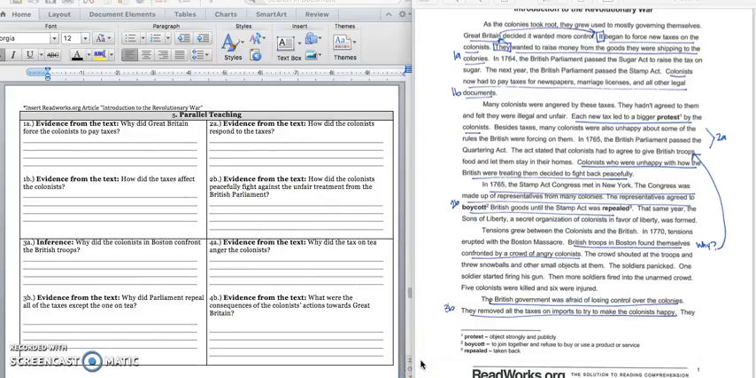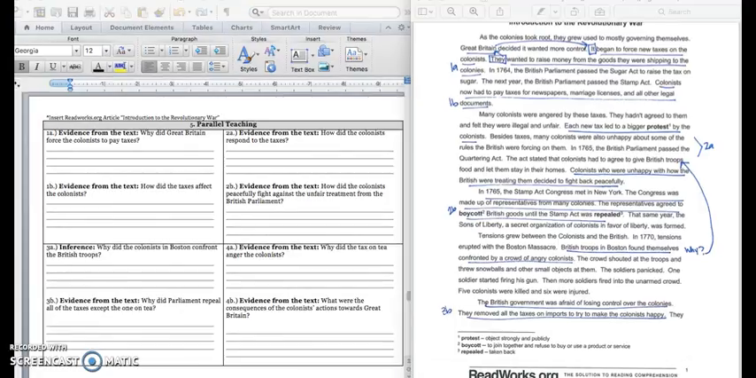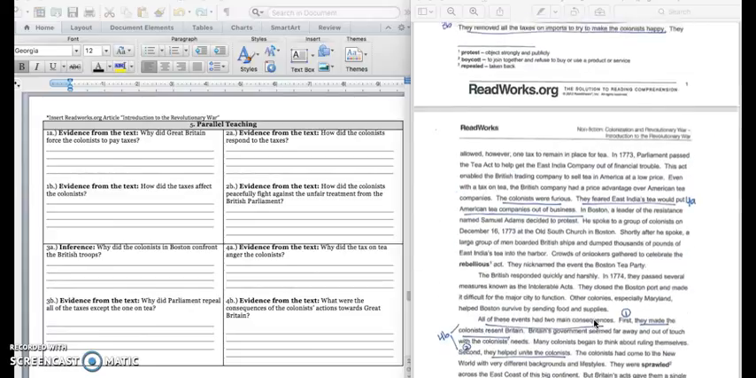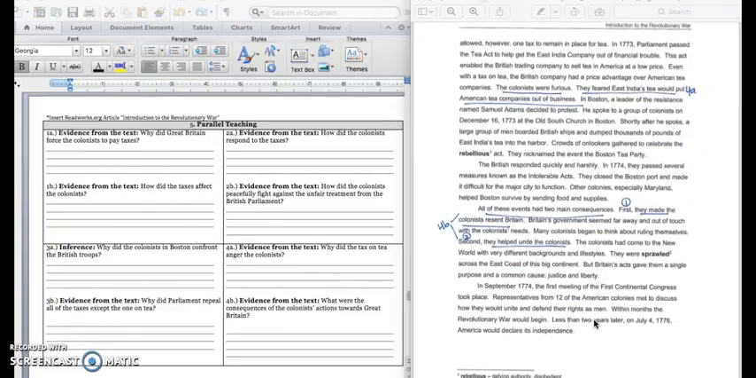We'll continue reading our text in box 4. I'm going to continue reading at the bottom of the page where it says the British government. Silently track the page. The British government was afraid of losing control of the colonists. They removed all the taxes on imports to try to make the colonists happy. Turn the page. They allowed, however, one tax to remain in place for tea.